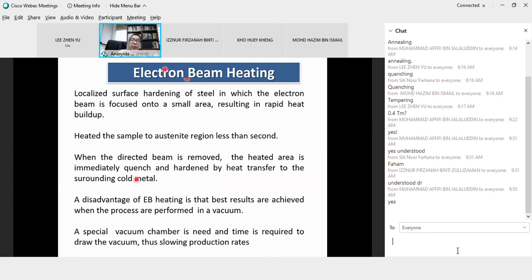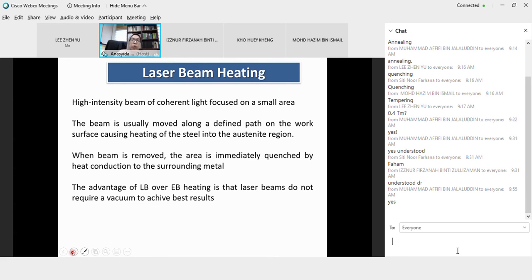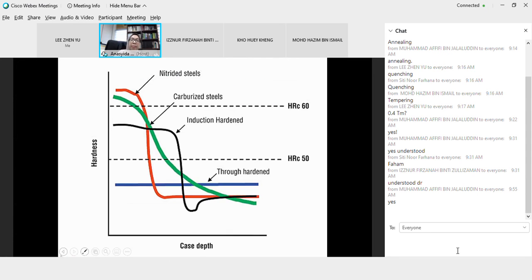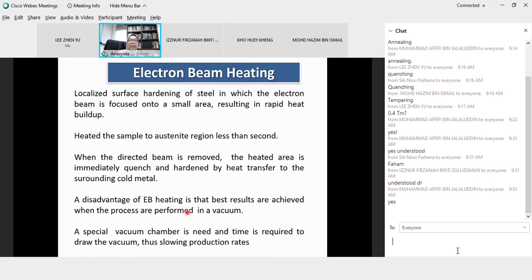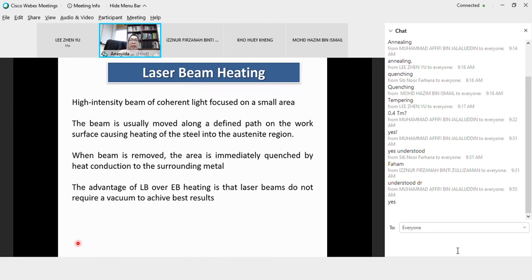And you can use electron beam heating and also laser heating. But for laser heating, you don't have to use a vacuum. So this is actually its advantage. If you use an electron beam, you have to vacuum it, so it's more expensive. It performs in vacuum. If you use a laser beam, it doesn't have to go for vacuum. But the concept is actually the same. You heat it using a laser source, or you heat it using an electron beam source.